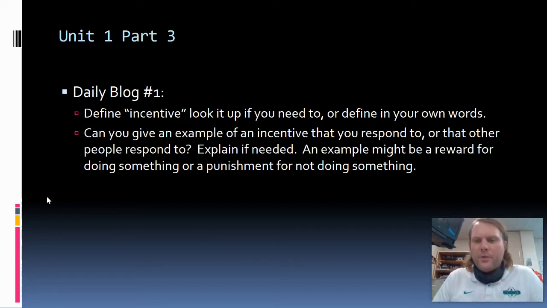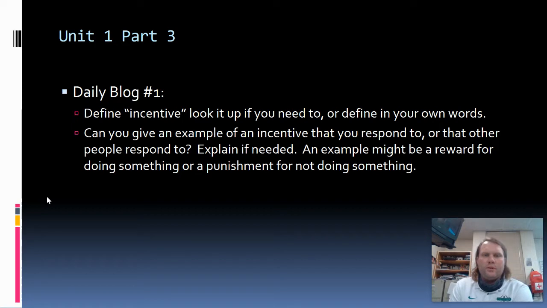So starting out with the daily blog here, go ahead and take a second to try to define what the word incentive means, and then try to give something somebody responds to. Not trying to trick you, okay? It's a little bit easier than what you might think, but go ahead and take a shot, get something typed in there.